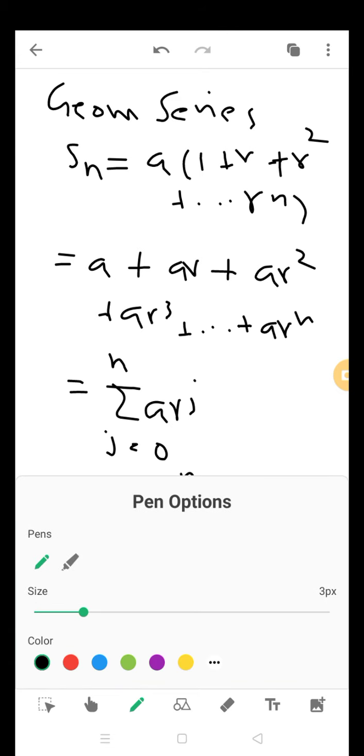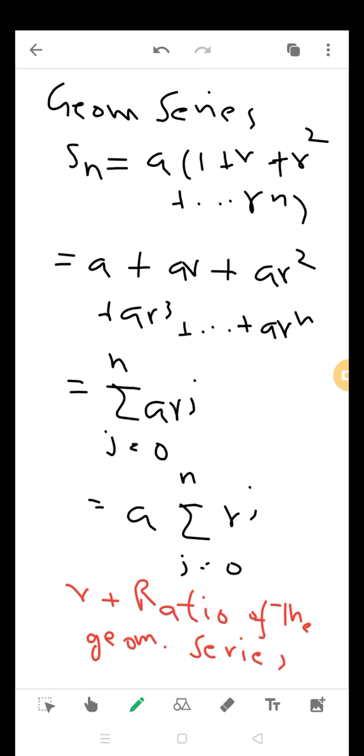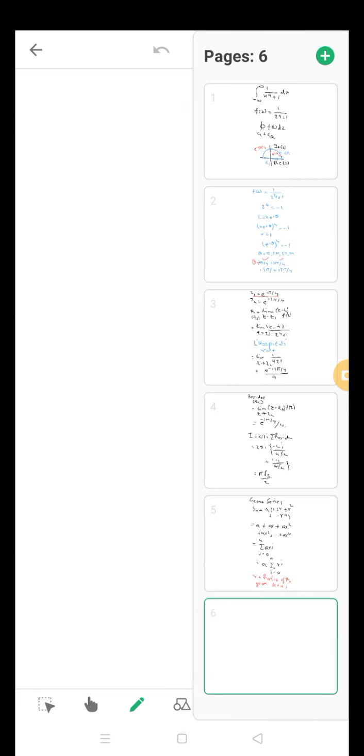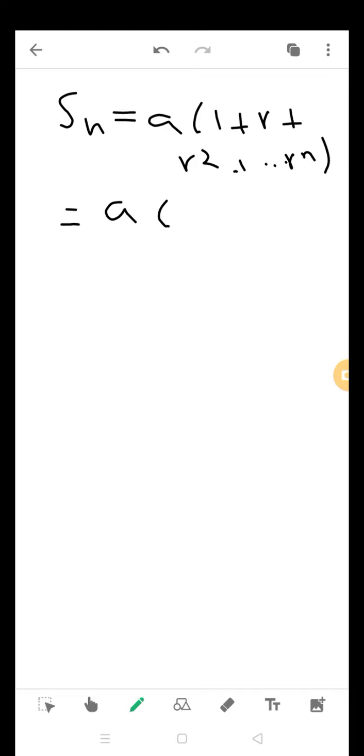Now this r is called the ratio of the geometric series. Now this geometric series is finite. Okay, now sorry, before that we need to find that this sum of the terms, a times 1 plus r plus r square till r to the power n, can be expressed as equal to a times (1 minus r to the power n plus 1) divided by 1 minus r. So how can we get it?